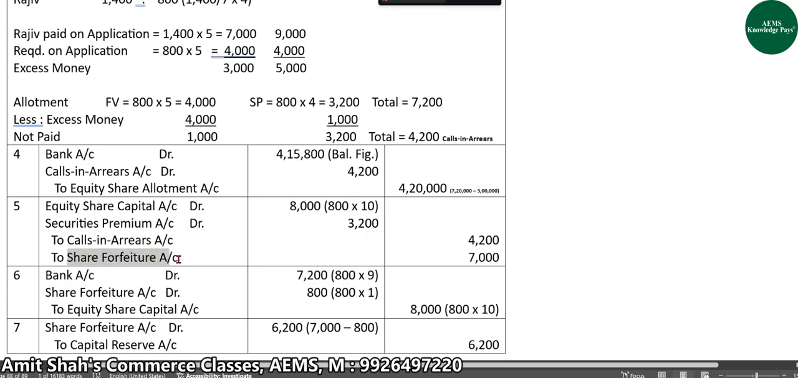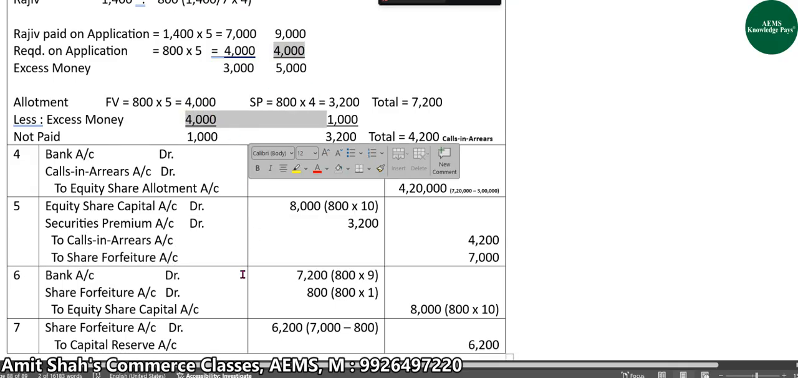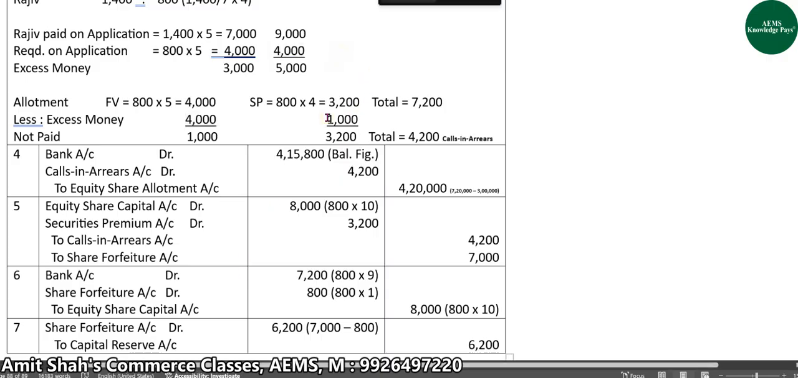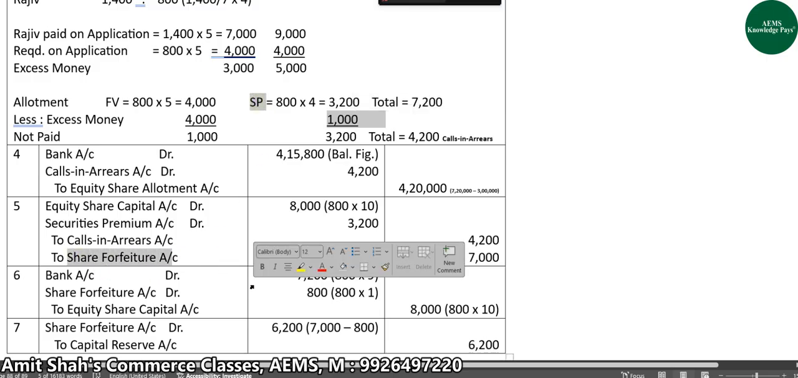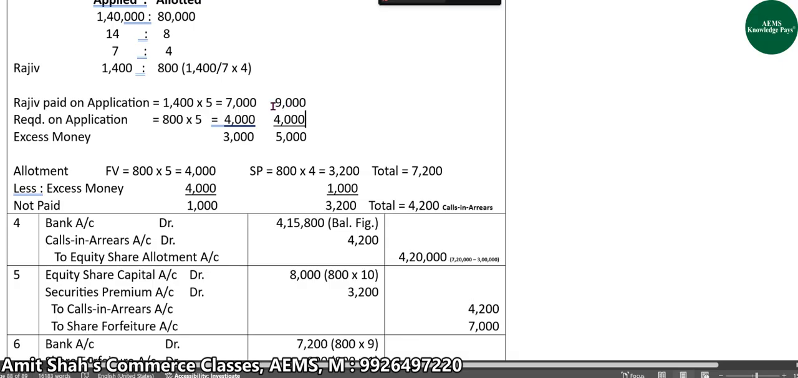But in share forfeiture, we do not credit the entire amount seized. Rather, we credit that amount which we have adjusted towards the face value. Have you got me? Yes, sir. The amount adjusted towards securities premium is not credited to share forfeiture account at all. Right? So this was only for your understanding. I am removing this from here.